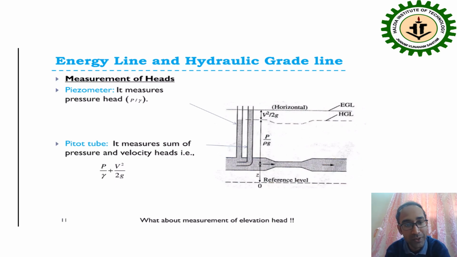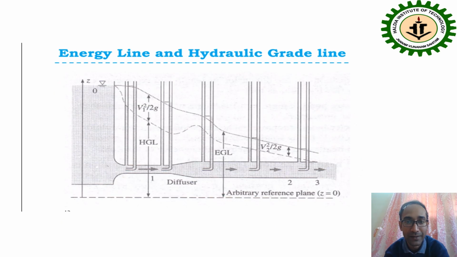With the pitot tube, we can measure the pressure and velocity head. From the reference line, these are P by gamma plus V square by 2g. So this is the reference line, an arbitrary line from which the HGL and EGL can be measured.